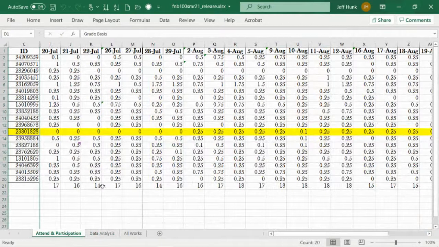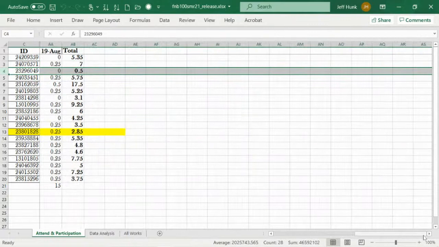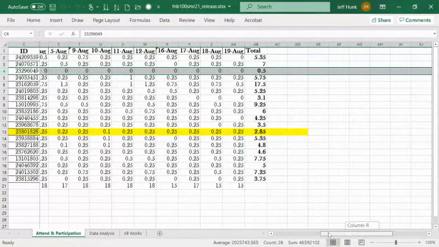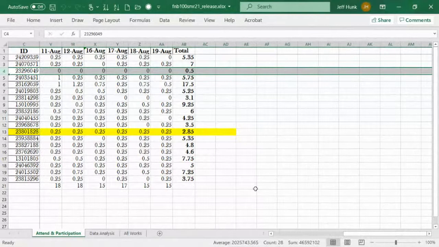This was a summer session, so it was brief, 5 weeks only. So each day, people got 0.25 for their attendance. 4 days per week, 5 weeks, so 20 sessions, right? So if they had perfect attendance, that would be 5 points.